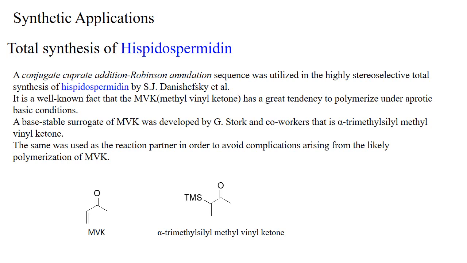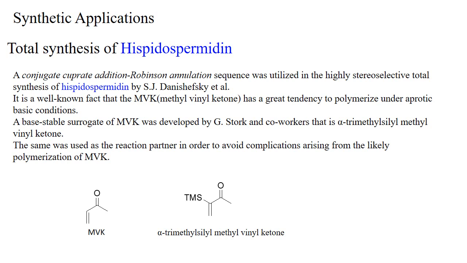It's alpha substituted trimethyl silyl. There is a substituent on the alpha position of methyl vinyl ketone. This substituent is trimethyl silyl group. This is the surrogate of MVK. This MVK has the tendency to polymerize, but its resembling compound does not have this ability. This resembling compound of MVK does not polymerize under aprotic basic condition.